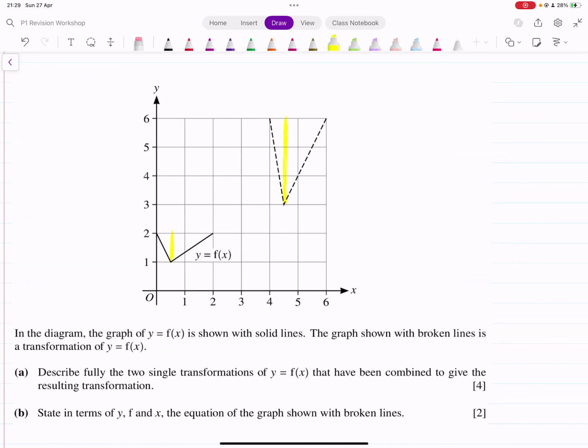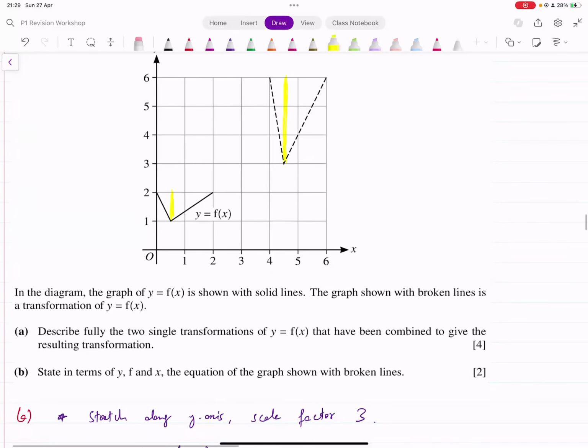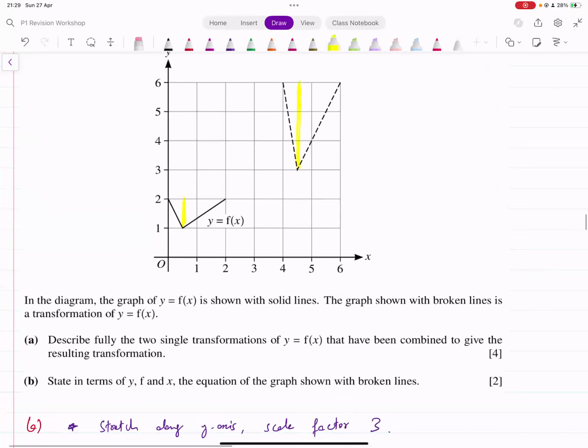So when you have to identify transformations from a diagram, always identify the stretch first and clearly show that on the diagram. And then think of the next transformation. So in this case, we have figured out that this has to be a vertical stretch scale factor 3. Stretch along y-axis, scale factor 3. That is definitely there.